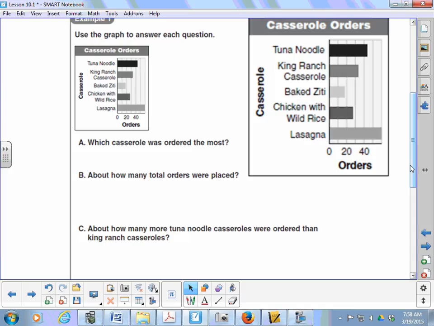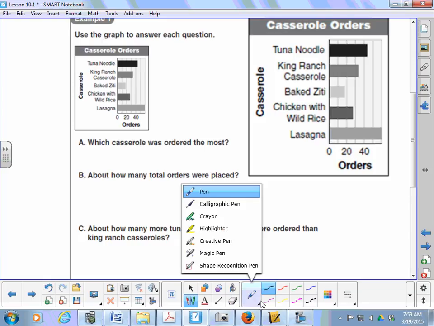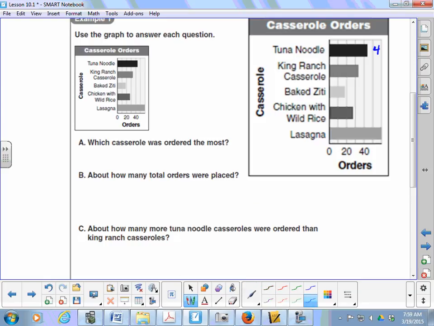Okay, so let's see. Here, the bar ends here, so if I go down here, then it's a little bit more than 45, right? It's about halfway between those 2 lines. Okay? And each line here represents how many? 10. So we've probably got about 45 here. And what about the King Ranch casserole? How many think there is there? Let's see. It's not quite halfway, is it? Or about halfway there? So we can say there's probably pretty close to like 33 of them.